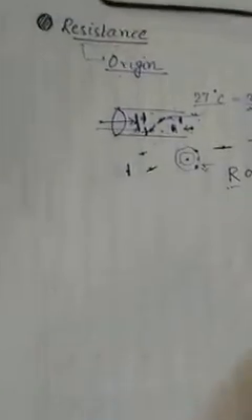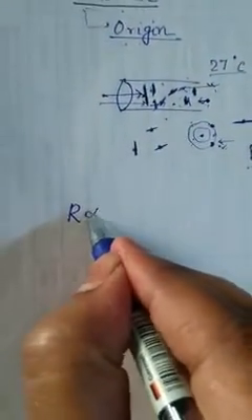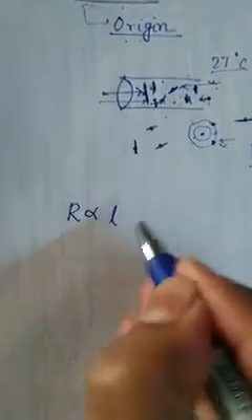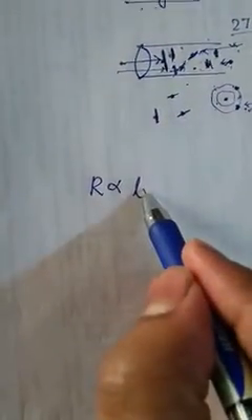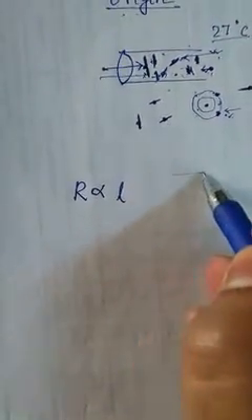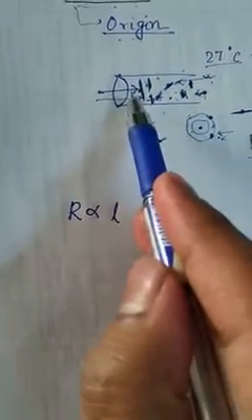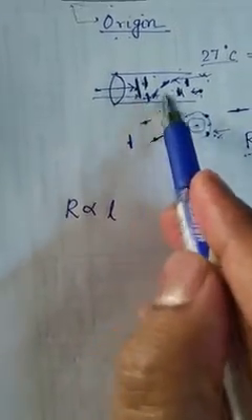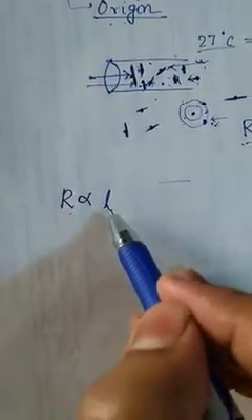On which other factor does the resistance depend? The resistance is also proportional to the length of the conductor. Means if you increase the length, the number of collisions will increase, because the more the path, the more the collision, then the more the resistance. So resistance will increase with the length.